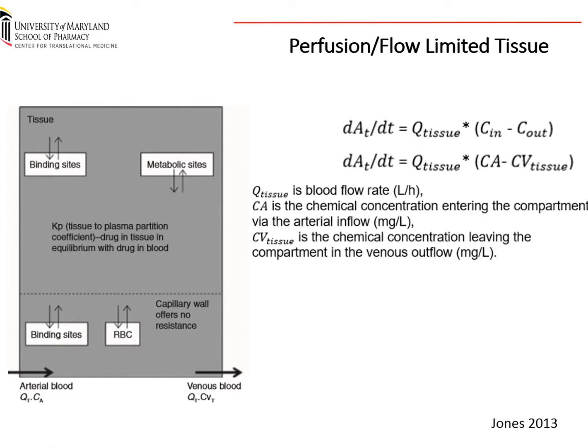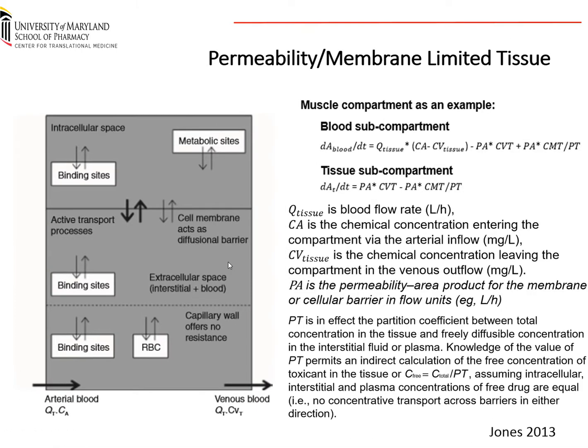So here your drug kinetics is limited by the blood flow rate. Hence it's called blood flow limited kinetics. And it can be described by a simple first order kinetics. Here you have the blood flow rate times your concentration in the arterial blood minus the concentration in the venous blood. So simple enough.